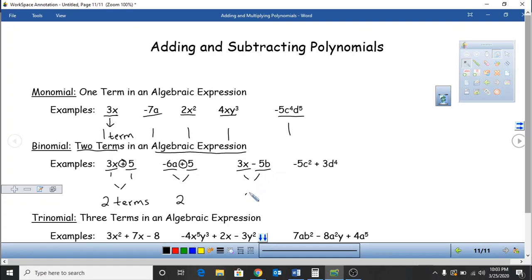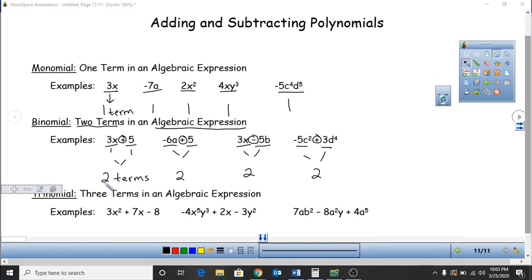Okay, so we're going to look at this example right here. It's 3x minus 5b. So again, this is two terms, so this is going to be a binomial. Again, we're looking for the clue, which is a minus sign here. And then I already see a plus sign, so there's more than likely two terms here, so this will also be a binomial.